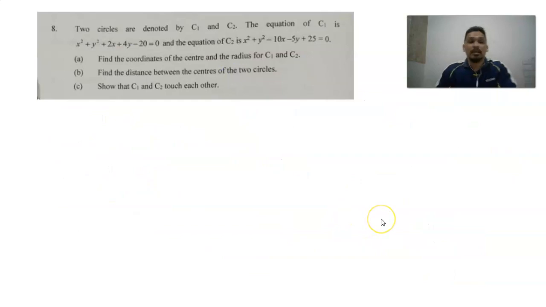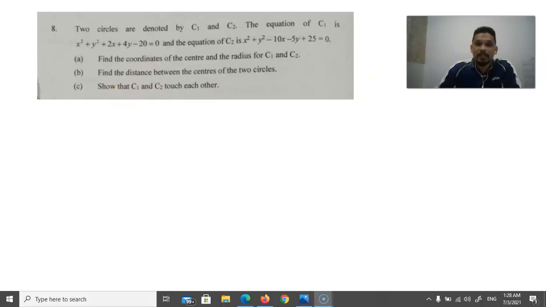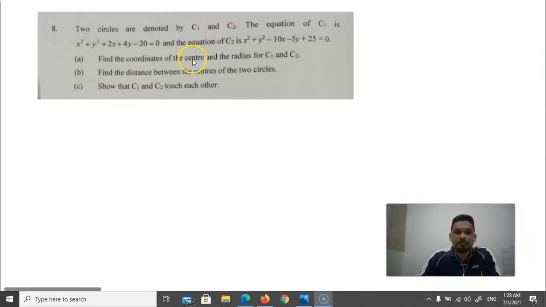Okay, next, two circles are denoted by C1 and C2, with equations of C1 and C2 here. Now find the coordinates of the center and radius for C1 and C2. Find the distance between the centers of these two circles and show that C1 and C2 touch each other.